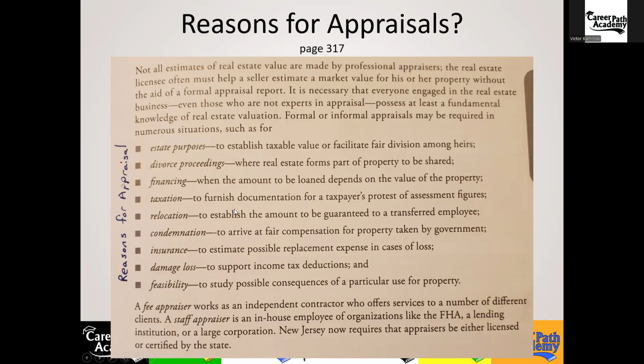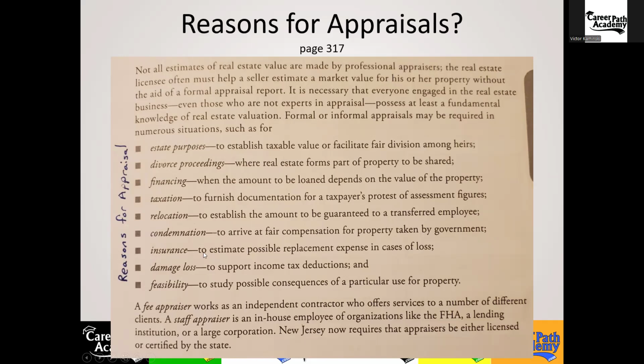For taxation, to furnish documentation for taxpayers' protest of the assigned assessment figures. For relocation, to establish the amount that's to be guaranteed to a transferred employee, where the relocation company then will purchase the property and then sell it, so the homeowner doesn't have to worry about it. For condemnation, to arrive at a fair compensation for the property that's going to be taken by the government using their powers of eminent domain.